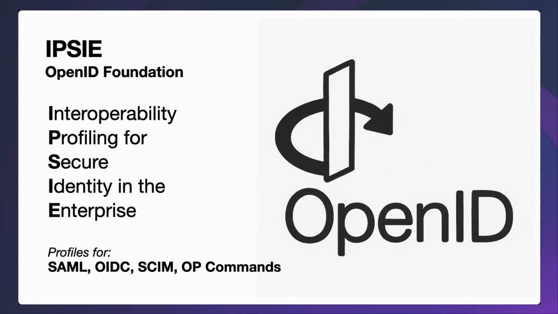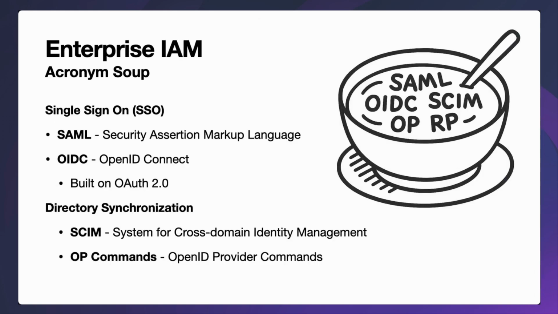So IPSIE is an OpenID Foundation working group and stands for Interoperability Profiling for Secure Identity in the Enterprise. And at the end, there'll be profiles for things like SAML, OpenID Connect, OIDC, SCIM, OP Commands. And the objective of IPSIE is how do we make it more secure doing identity types of things with enterprises? So that was a lot of acronym soup there. So let's go into a little more detail about that.